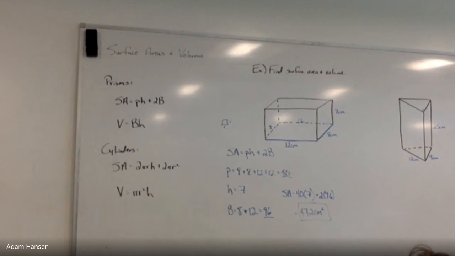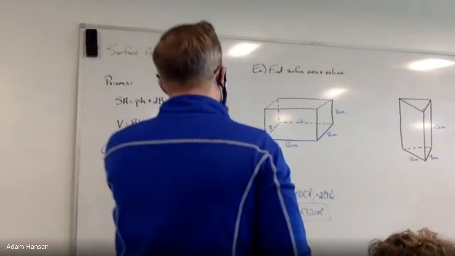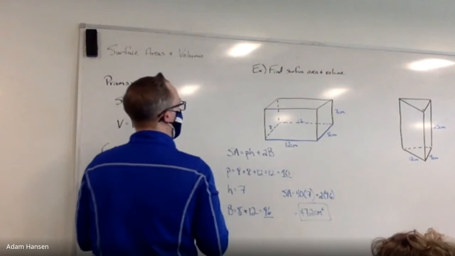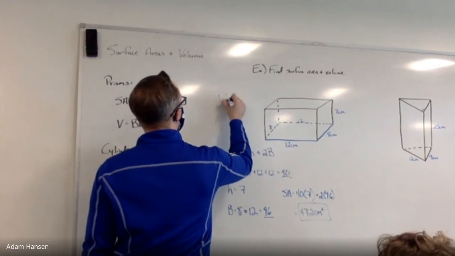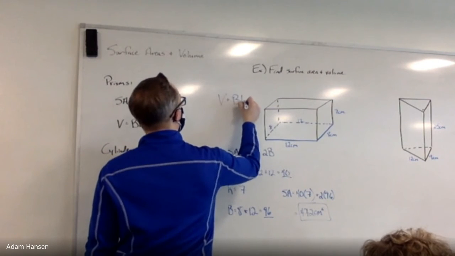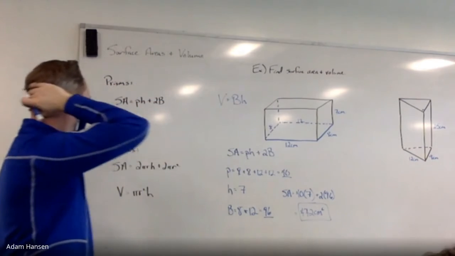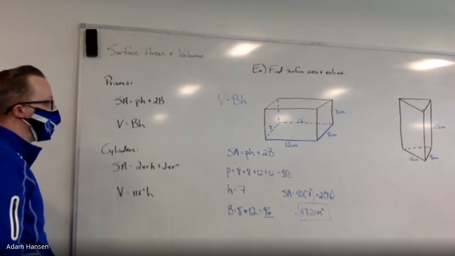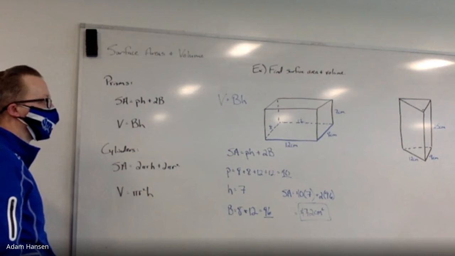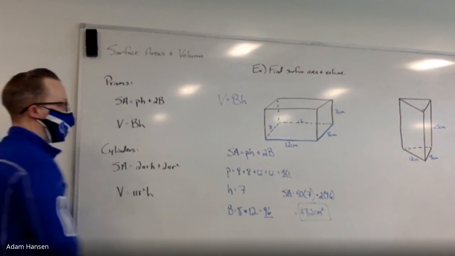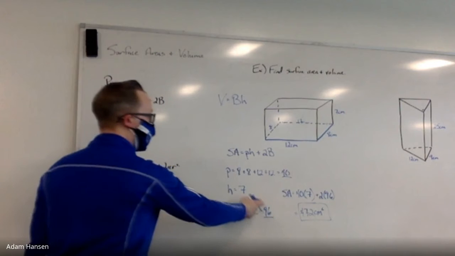Area is always squared units, square centimeters. All right, let's go to volume next. Volume is the area of the base times the height. When I have all those ready, what's the area of the base? 96. What's the height of the prism? 7.